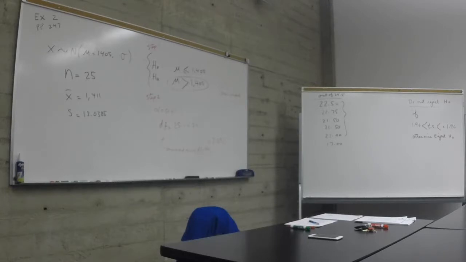Concentrate on the row 24, degrees of freedom, and then the intersection of this row and the one-sided 99%.